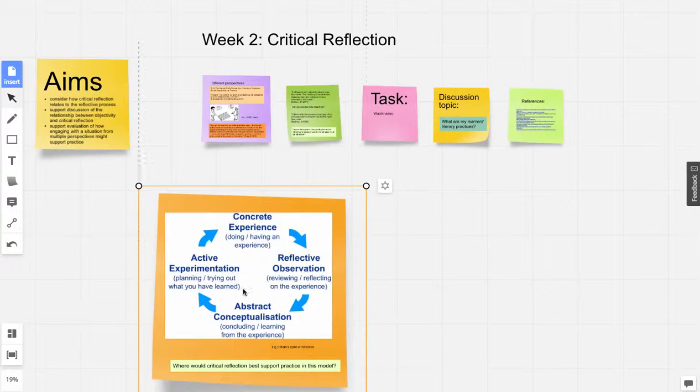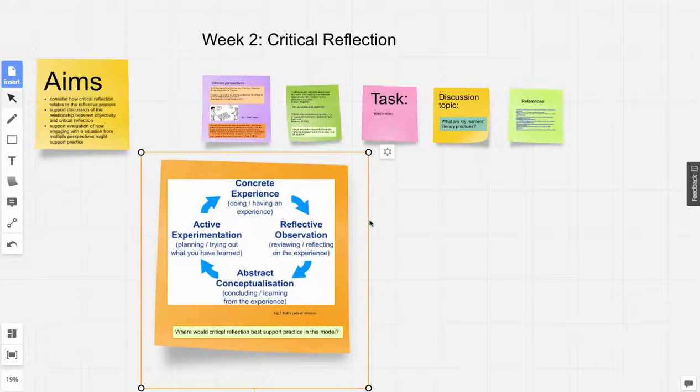So let's look at the reflective process. And I'm sure you'll be familiar with this from your own training. Kolb's cycle of reflection. Concrete experience is when you're having an experience, reflective observation is when you review and reflect on your experience, abstract conceptualization is when you conclude or learn from that experience, and that's leading to active experimentation when you try out what you've learned. So you make notes, you're actually in a classroom, you think about what's happened, you analyse, you evaluate issues. You then can actually learn from these issues, from the actual practical experience, and amend your own practice in order to support the next experience.